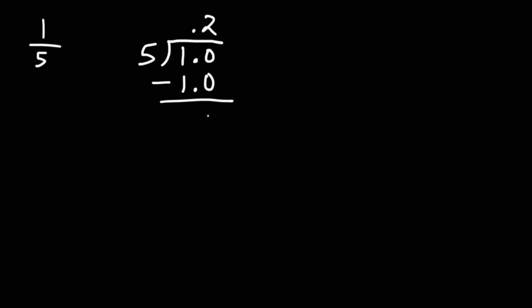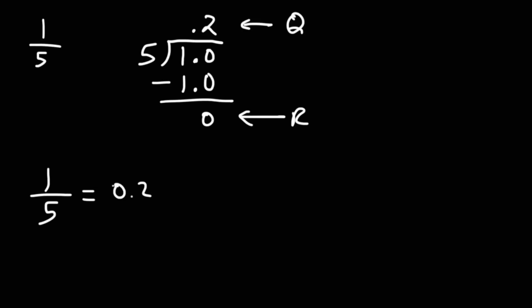1 minus 1 is 0. So we have a remainder of 0, which tells us that we're finished, and the quotient is the answer. So 1 over 5 as a decimal is equivalent to 0.2. So that's how you can convert a fraction to a decimal.